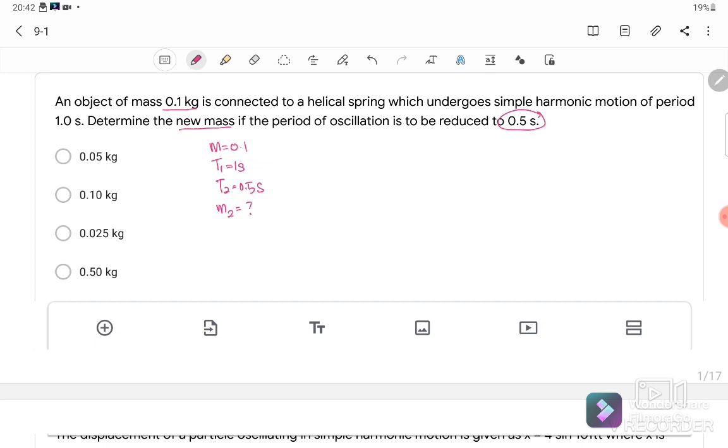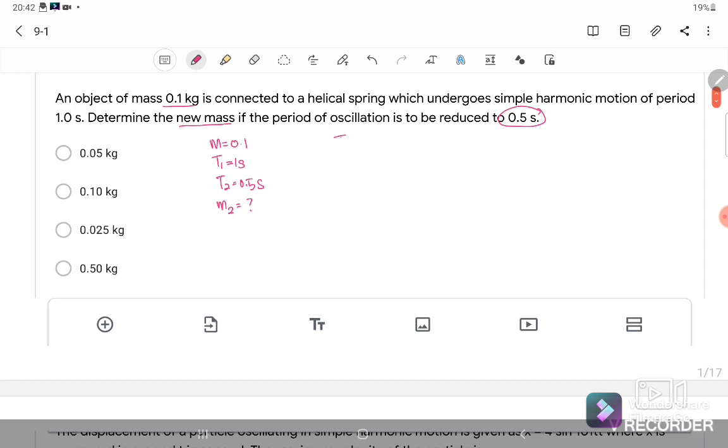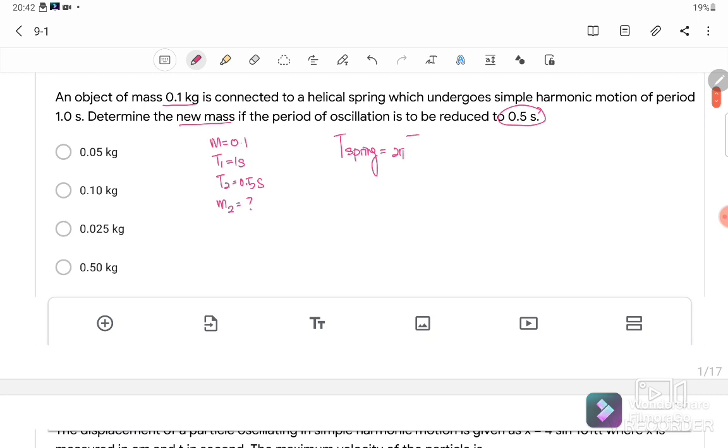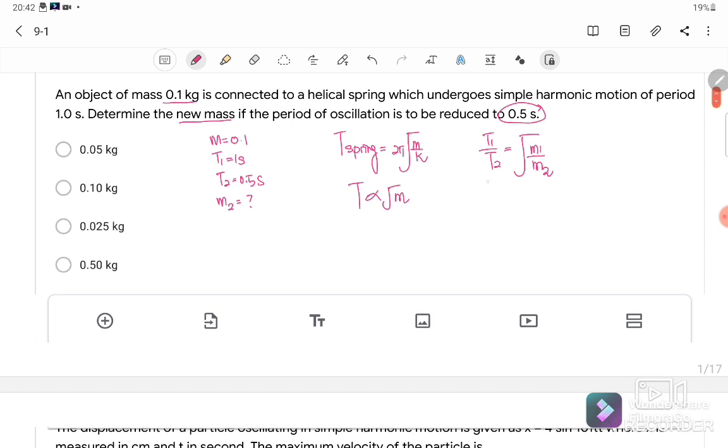the new mass if the period of the oscillation is reduced to 0.5 second. Okay, so for the spring, the period is equal to 2 pi square root m over k. We know that the period is directly proportional to square root m, so we can write T1 over T2 equals square root m1 over m2, where T1 is equal to 1 second, T2 is equal to 0.5, m1 is equal to 0.1 kg, and m2 is the value that we want to find.